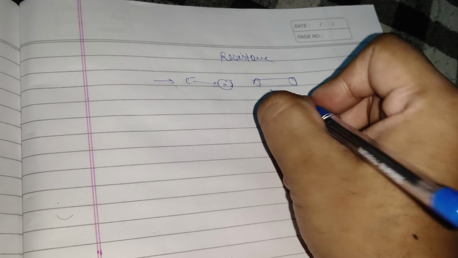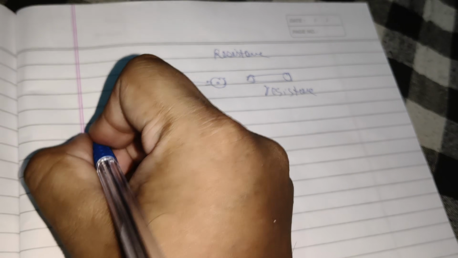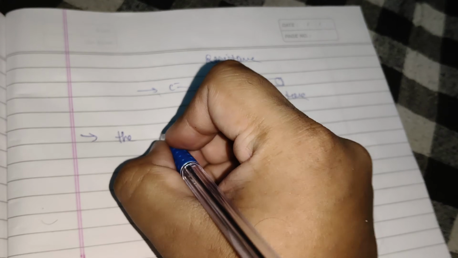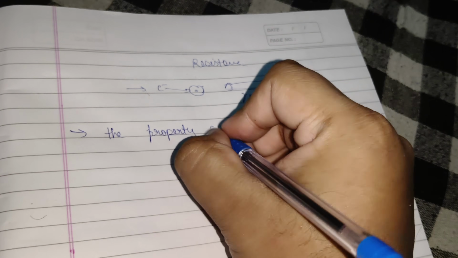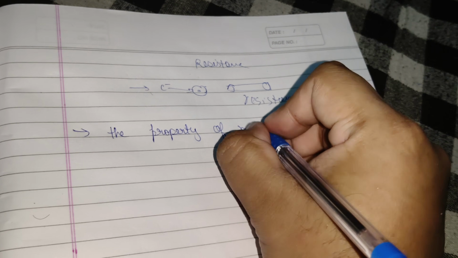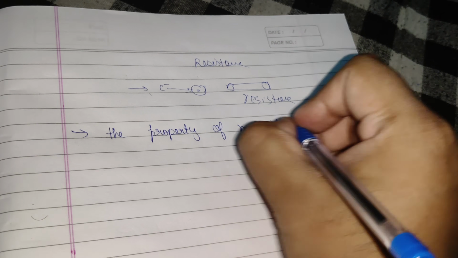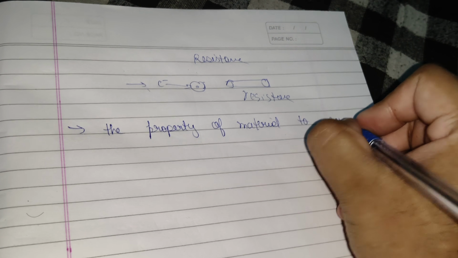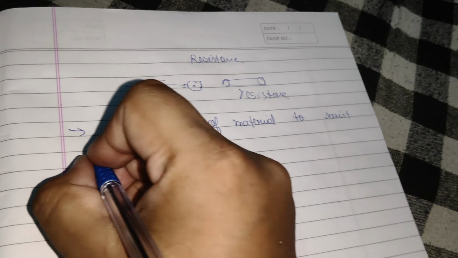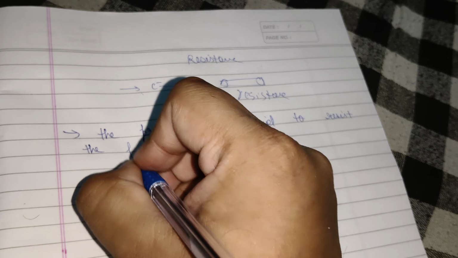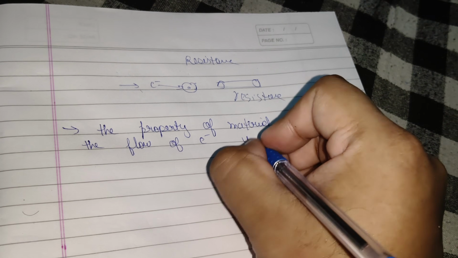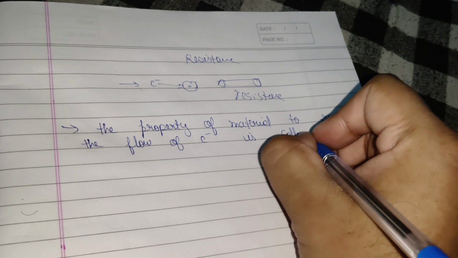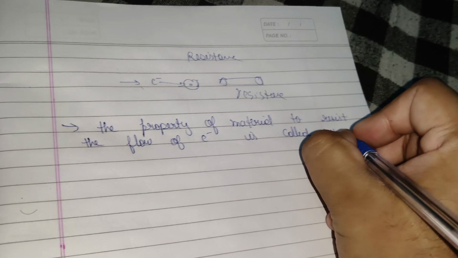So basically, the property of a material to resist the flow of electrons is called resistivity.